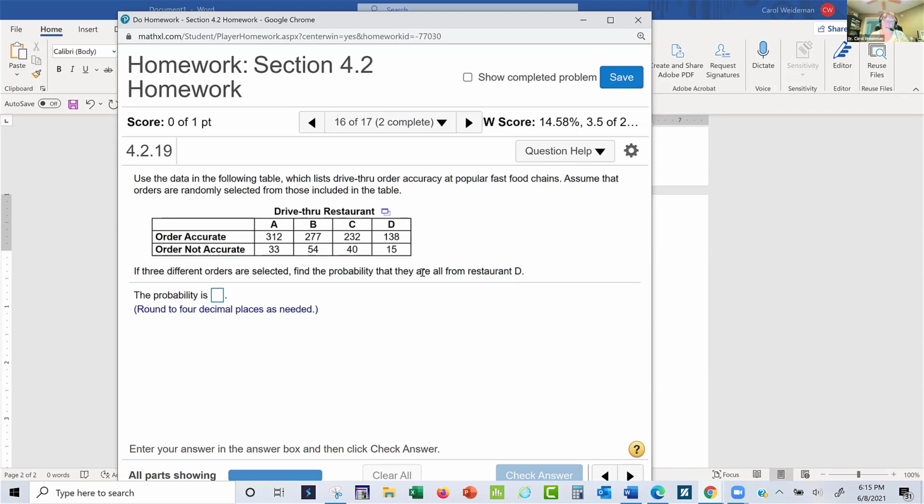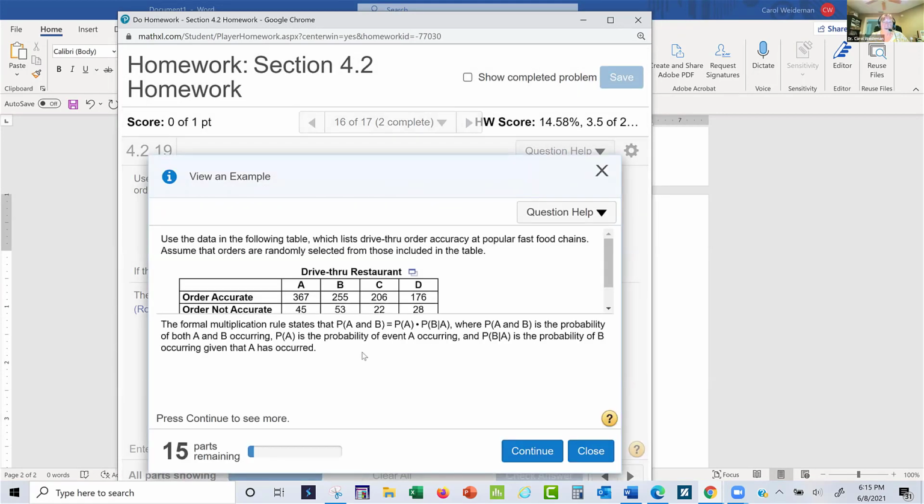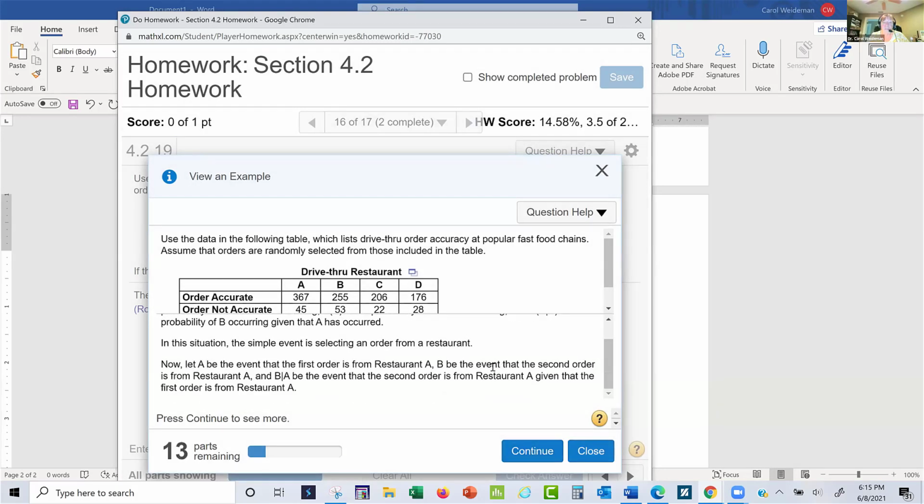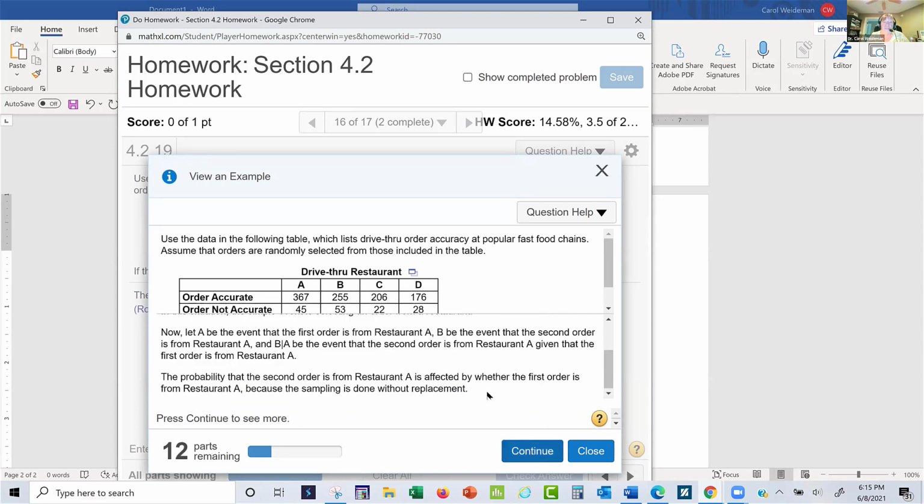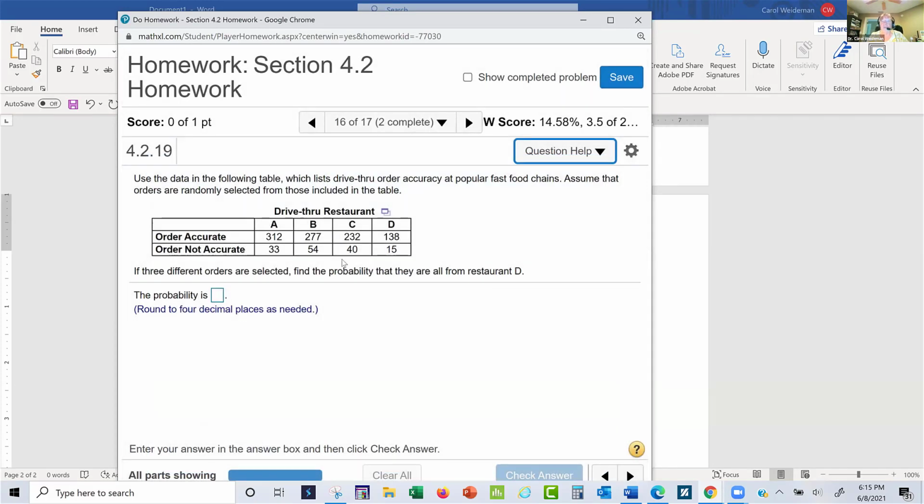I didn't want to print it because I'd have to get all the totals. I understand, you know how to do it now. Because it didn't say anything, you're going to assume without replacement, since they're picking them from the table. Let me look at their help and see if they say that. They're talking about conditional probability. In this situation, the simple event is selecting the order from the restaurant. So they're saying that you're sampling without replacement. Because they didn't differentiate and you have a finite number of orders in the table, you're going to assume it's without replacement.